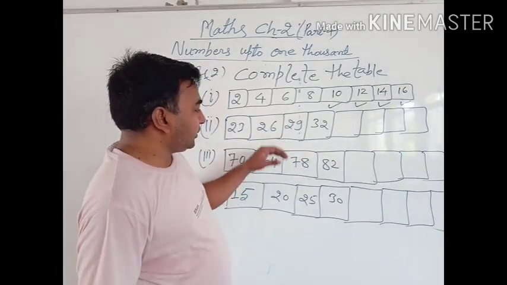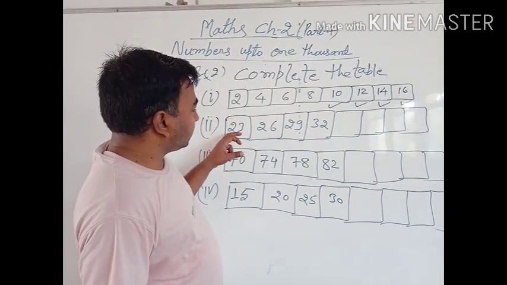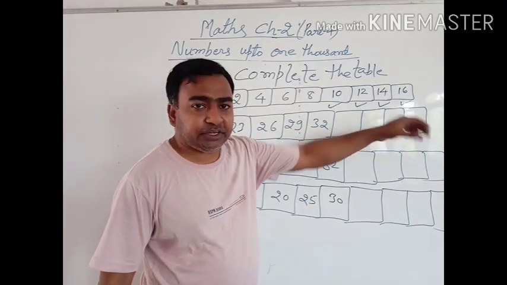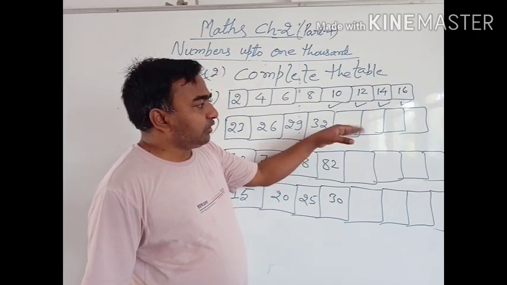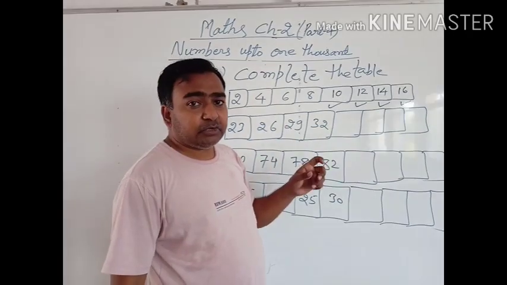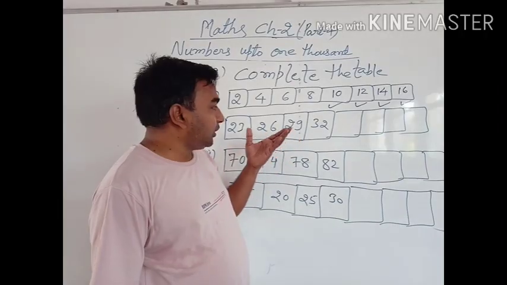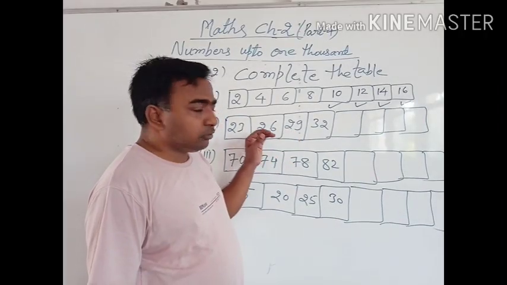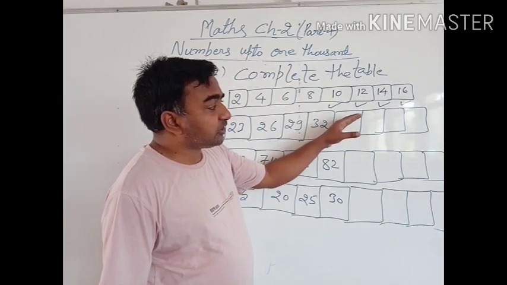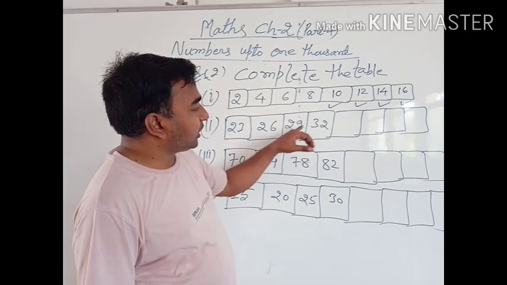You can see that I have written some questions. Inside this box I have written 23, 26, 29, 32, and some boxes are empty. We will fill these empty boxes with the correct number, because the given numbers follow some special pattern, so we have to do the same. For example, 23, 26, 29, 32.